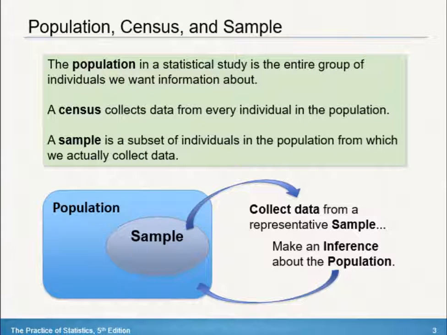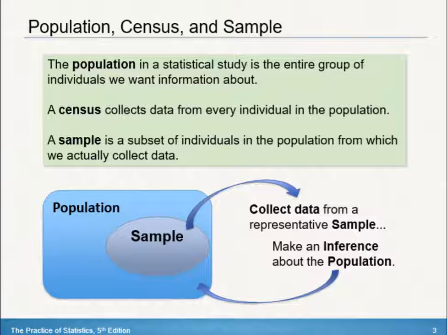Okay, so first, population, census, and sample. A population is a collection of every individual you want to learn about. Now, you hear individual and most of us think immediately of individual people, but it's not necessarily people that you're studying or gathering data about. So I'm just going to use the notion of batteries.